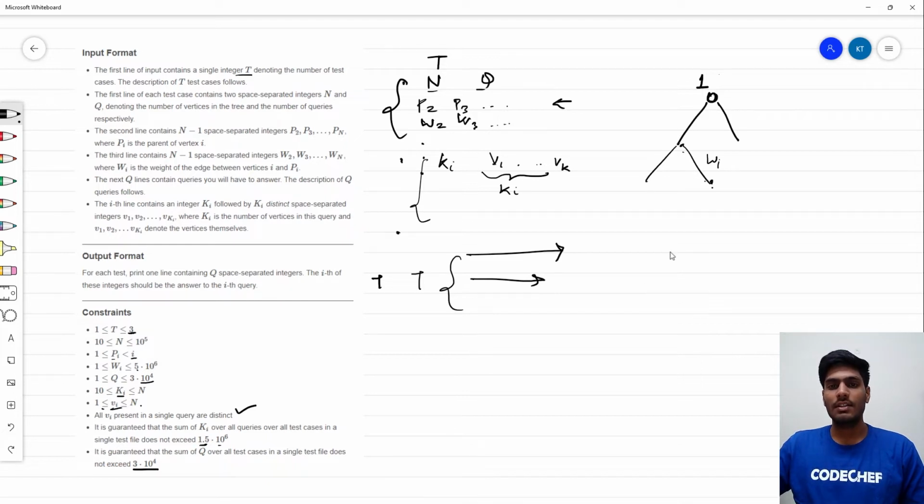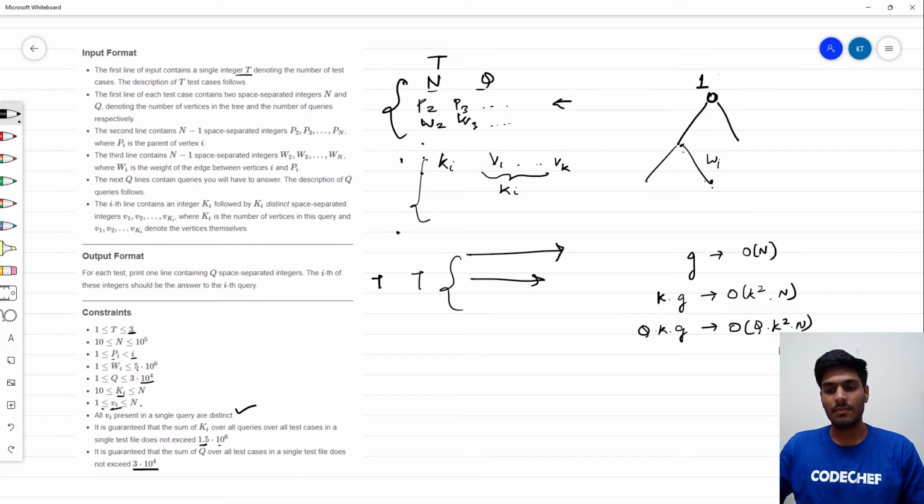Now, if we calculate the brute force time complexity, the g function alone might take order of n, since it will have to traverse the whole tree to find the maximum weighted edge in the shortest path. Then k vertices, and for each pair we have to find the value of g. That might take us order of k square times n. Now q such queries of k vertices given, we have to calculate the function g. That will take us order of q times k square times n.